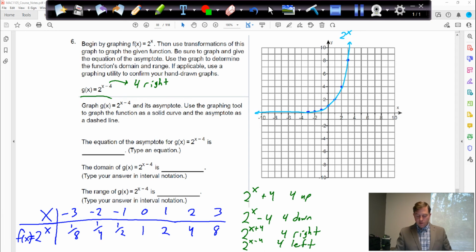And so notice when the number is right up there next to the x in the exponent, it's left or right. If the number is down in line with the 2, it's up or down. Okay, so this is 4 to the right. So all I have to do is count 4 units to the right from each dot. 1, 2, 3, 4. 1, 2, 3, 4.